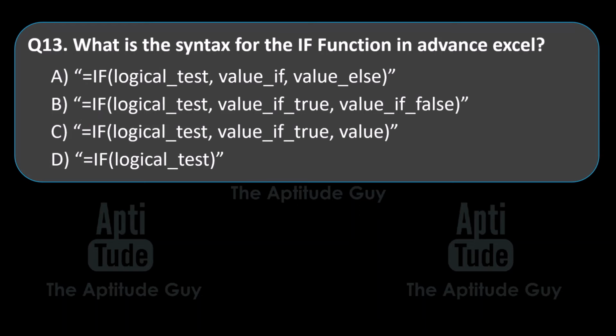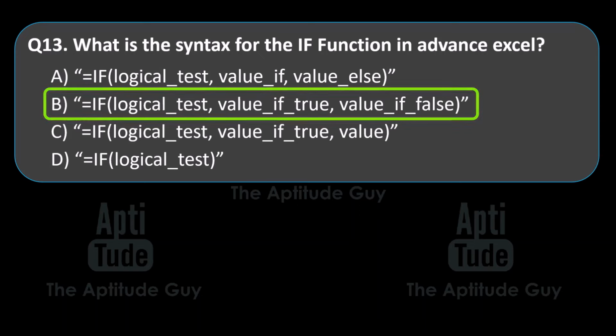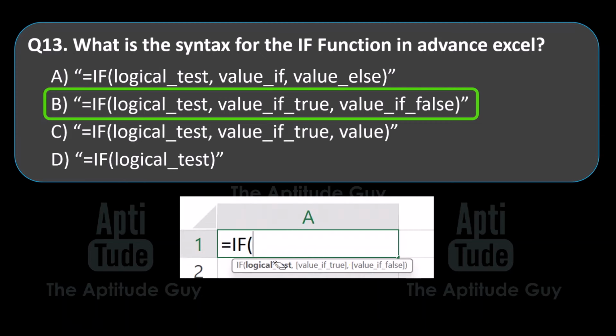Also have a score sheet with you so that you can score yourself on how many you got correct and how many you got wrong. That way you will get to know how much you need to practice. The answer is option B. =IF, first the logical test, then value if true, and then value if false. Like I said, when you type it in Excel, you will get it right there. Excel is a beautiful software. But unfortunately in the exam, you can't open Excel.